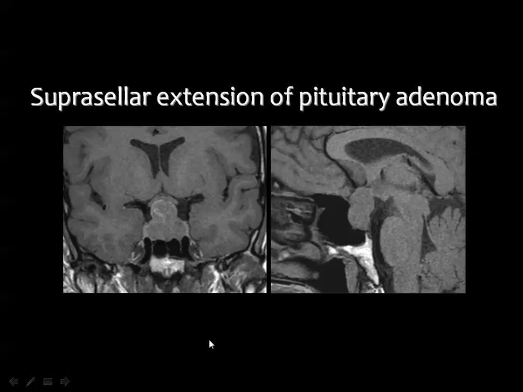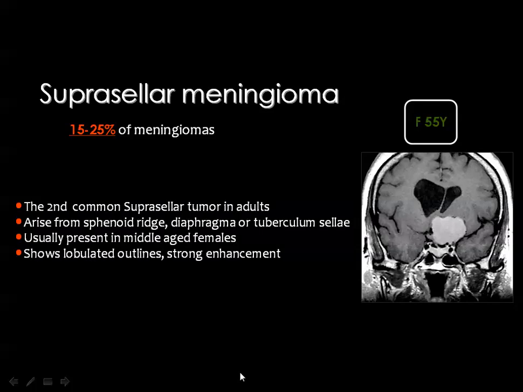And this is also another example of suprasellar extension of pituitary adenoma. This is before contrast and this is after contrast. You see obliteration of the suprasellar cistern, compression and stretching of the chiasm over the superior aspect of the lesion. Then suprasellar meningioma is a tumor of adults.